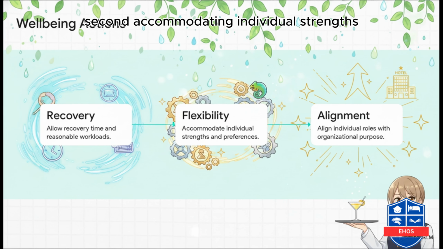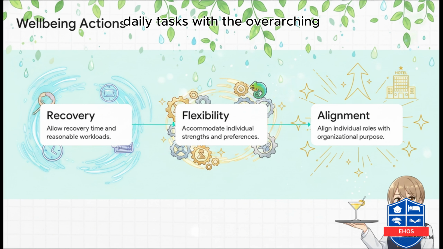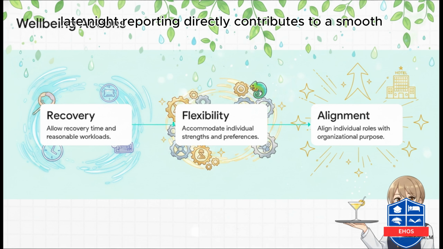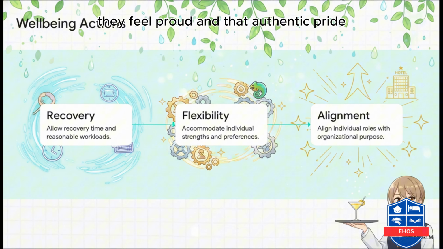Second, accommodating individual strengths through flexible task allocation makes the work feel less like a grind and more like a specialized craft. And third, engaging job design explicitly aligns individual daily tasks with the overarching organizational purpose. When a night auditor can clearly see how their meticulous late-night reporting directly contributes to a smooth, welcoming morning checkout for a stressed family, they feel deeply motivated. They feel proud. And that authentic pride resonates in every single guest interaction.